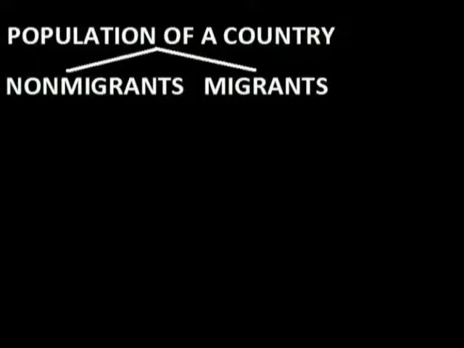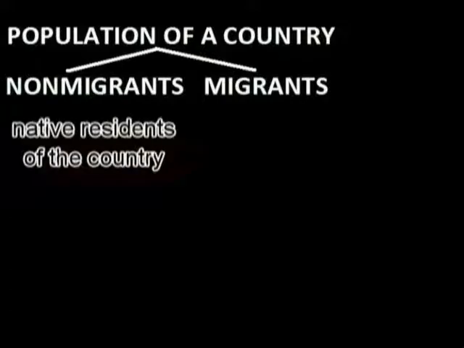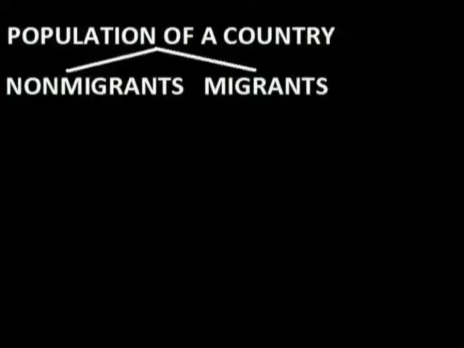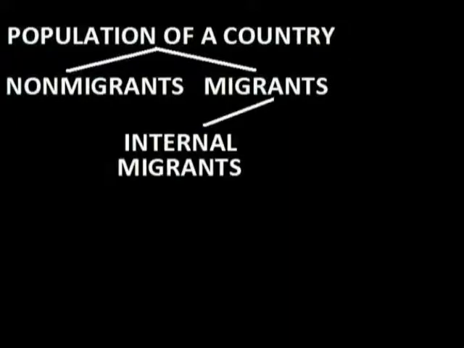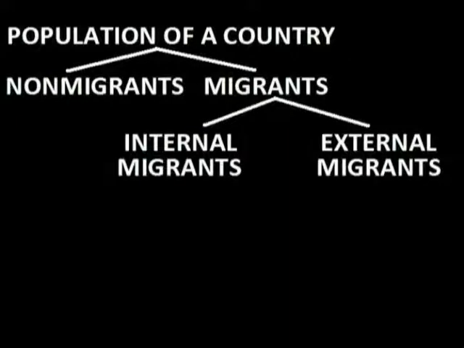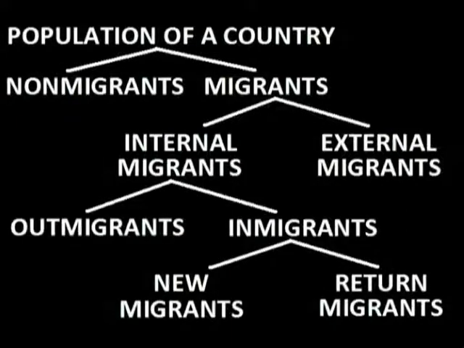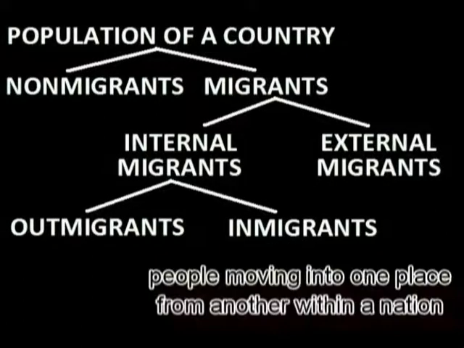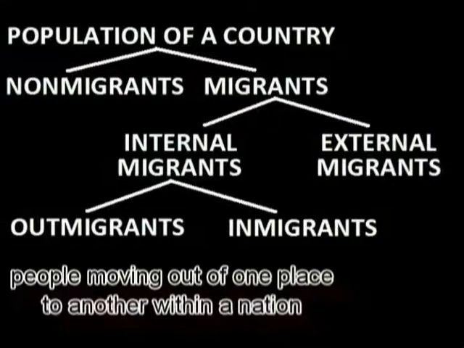The population of a country basically consists of migrants and non-migrants. Non-migrants are the native residents of the country. In contrast, migrants are those who transferred residence either permanently or semi-permanently. Migration is of two kinds, namely internal migration and external migration. Internal migrants can be further classified into in-migrants and out-migrants. In-migrants are people moving into one place from another within a nation, while out-migrants are people moving out of one place to another within a nation.